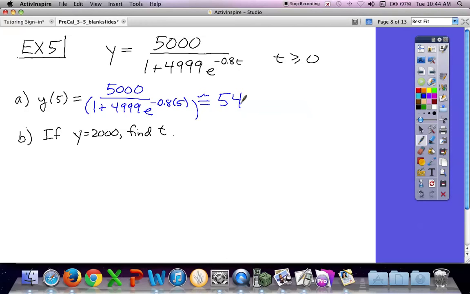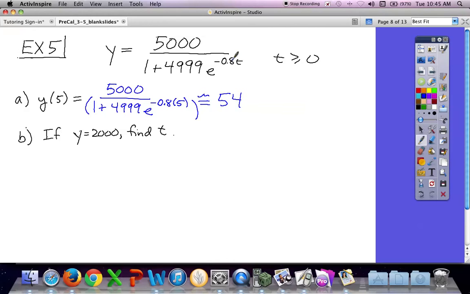Notice how the formula works. The initial value is usually when you plug in T equals 0. If I plug in T equals 0, then I have e to the 0, which is 1, which makes 1 plus 4,999 equal 5,000. So 5,000 over 5,000 is 1 infected initially, which is right.